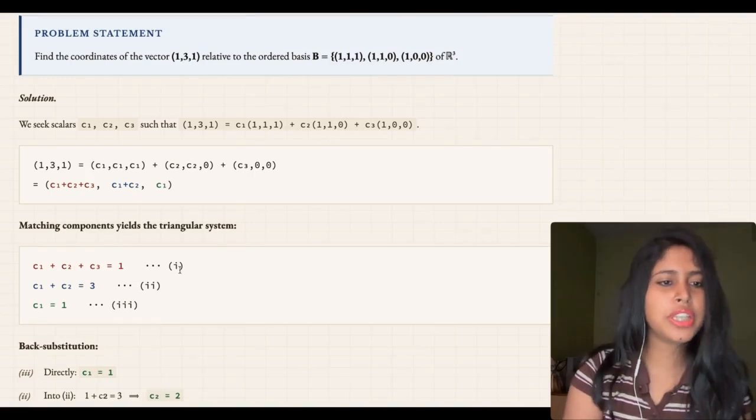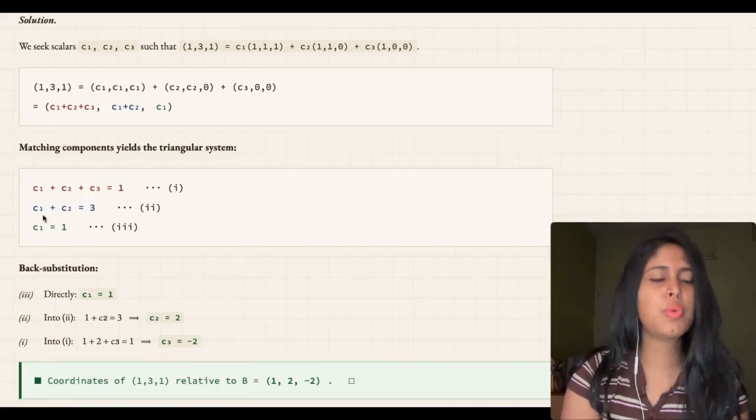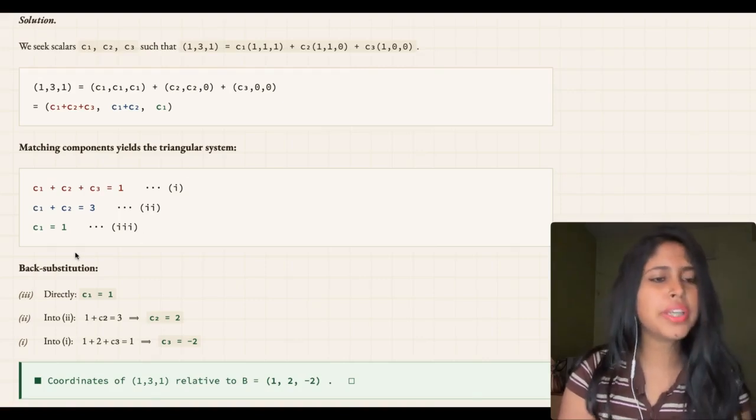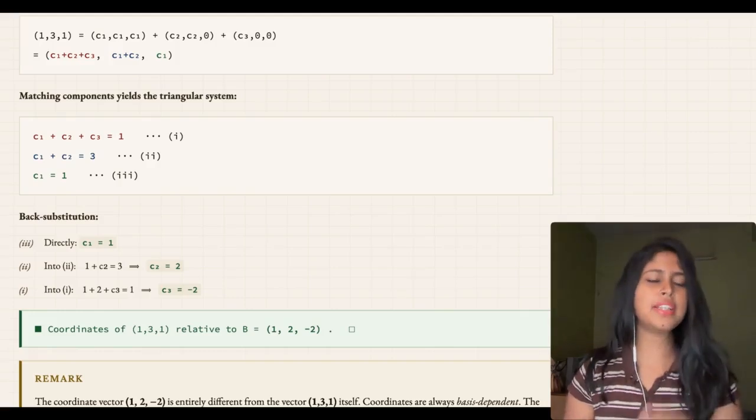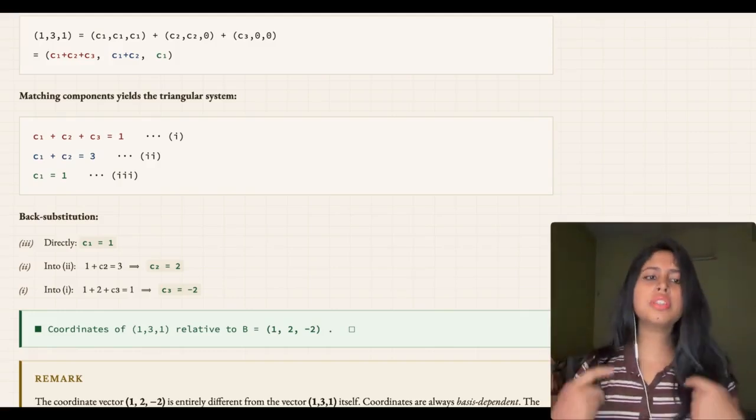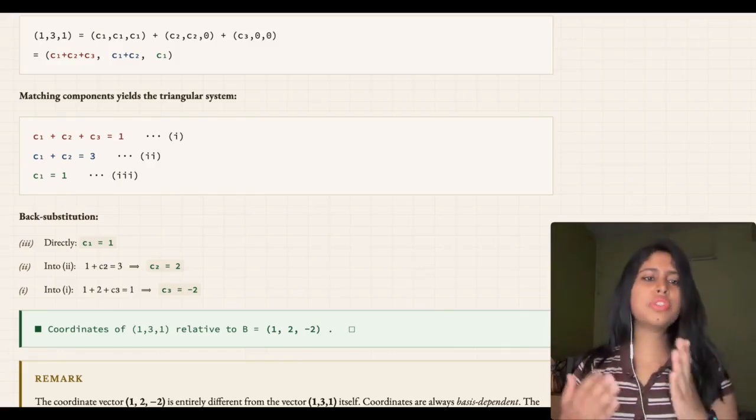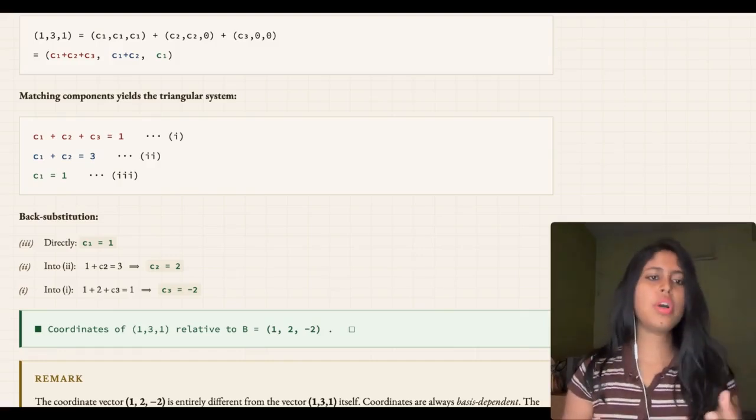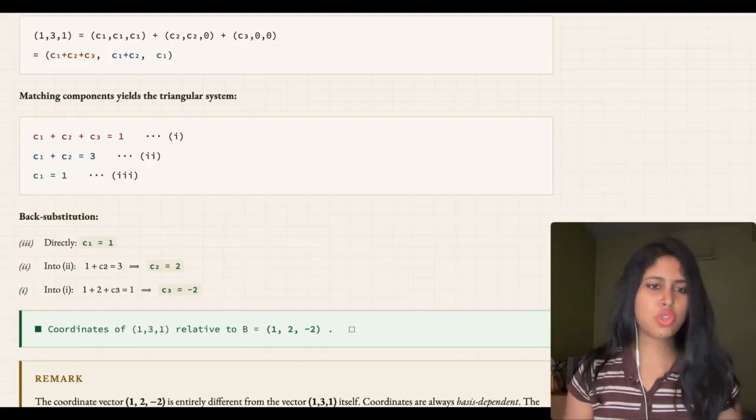And then we will get three equations from here. So we got this equation: C1 plus C2 plus C3 is equal to 1, C1 plus C2 is equal to 3, and C1 is equal to 1. So from the third equation we are getting C1 is equal to 1, and if we put the third equation's value in the second equation, then we can see that 1 plus C2 is equal to 3, therefore C2 is equal to 2. And if we put the values of C1 and C2 in equation 1, we can see that 1 plus 2 plus C3 is equal to 1. Therefore, C3 is equal to minus 2.